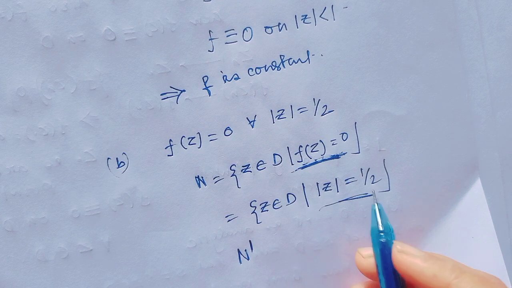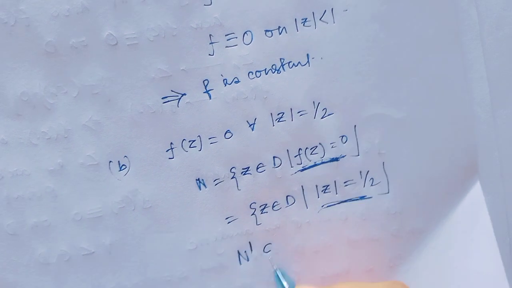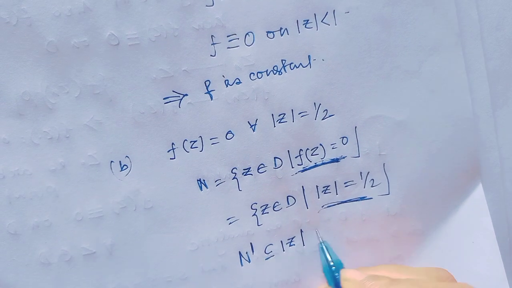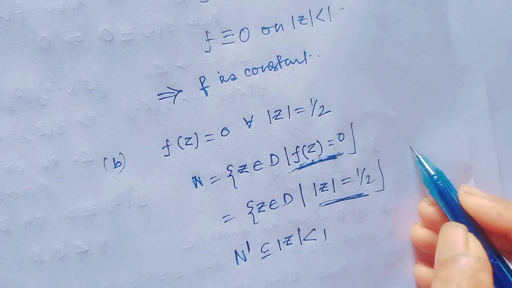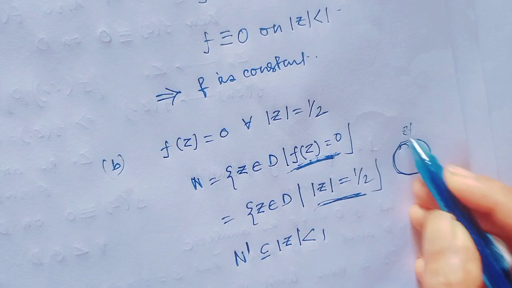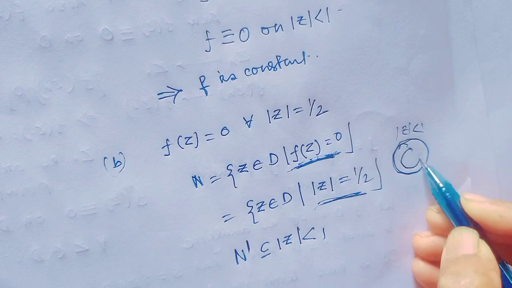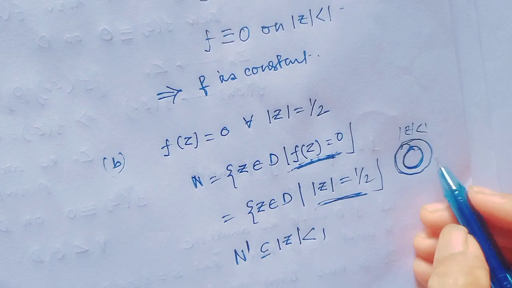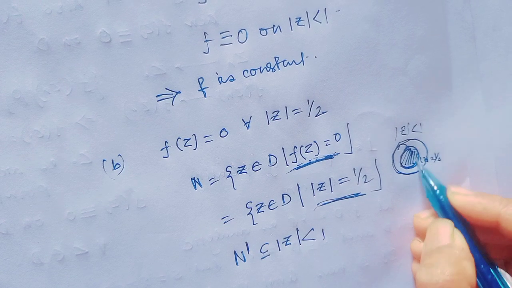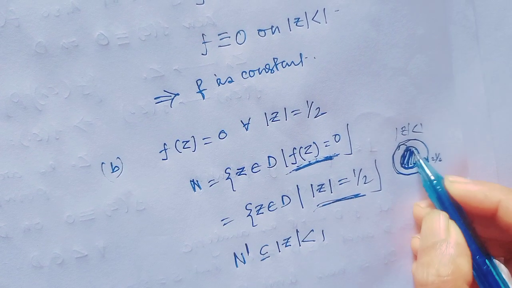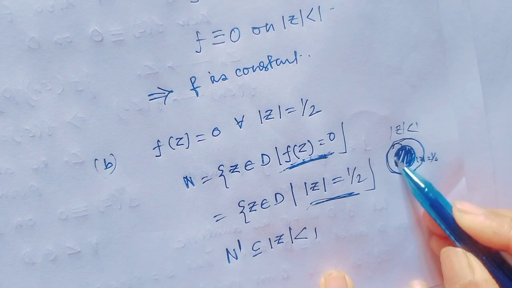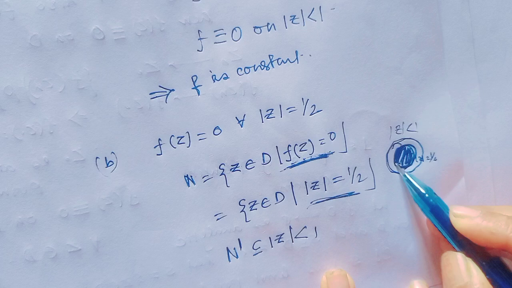This obviously contains the set mod z less than 1, because if this is mod z less than 1, and if the set is mod z equal to half, in this case the function contains 0. In this set the function contains 0, and the limit point would be the whole circle mod z equal to half.